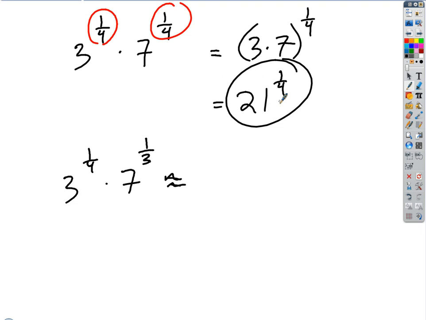Okay? All right, another one. How about something like this?